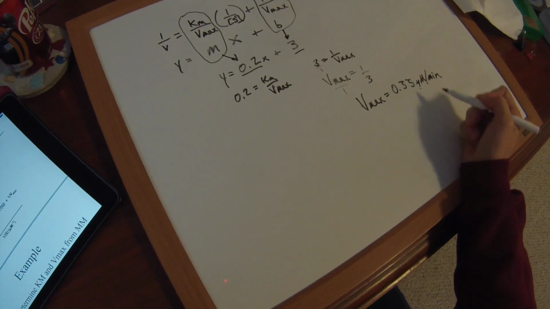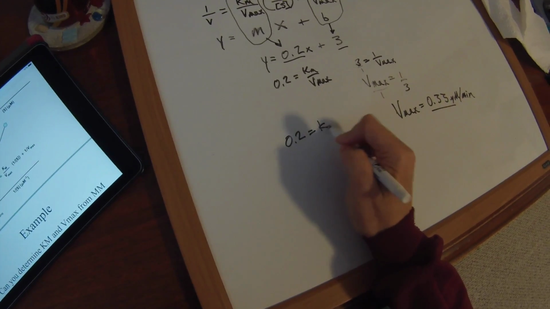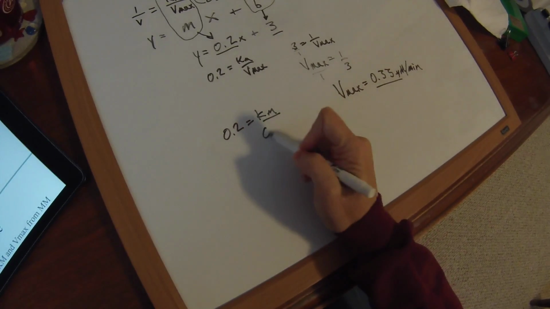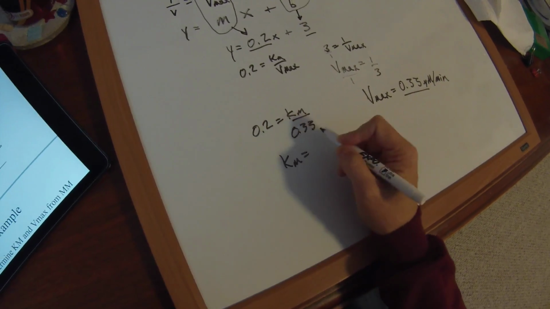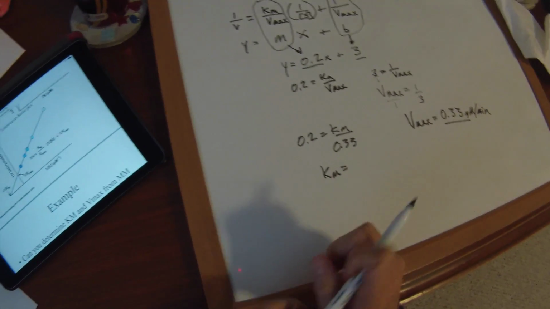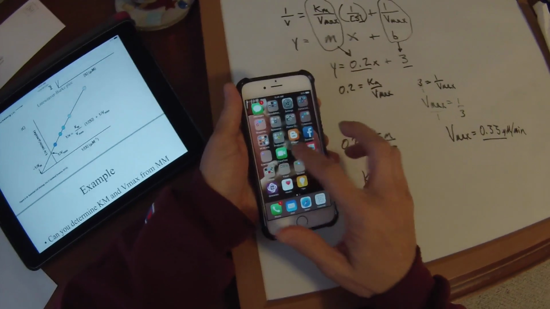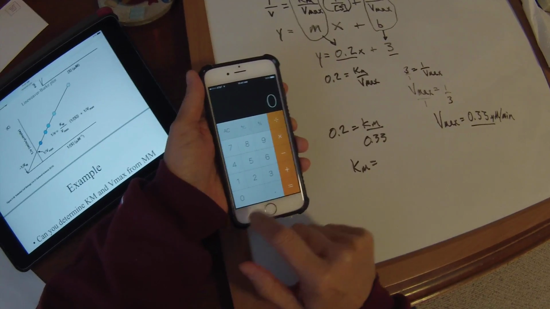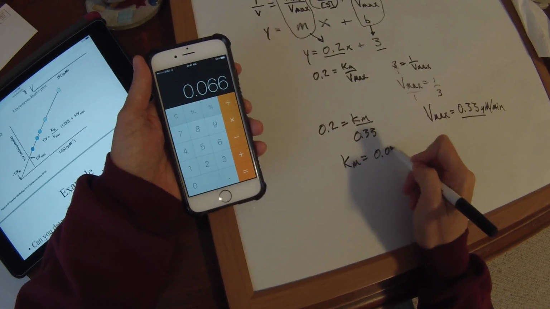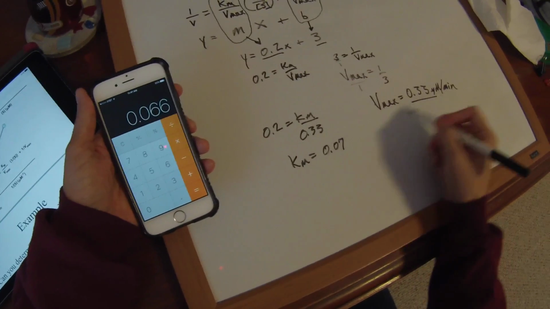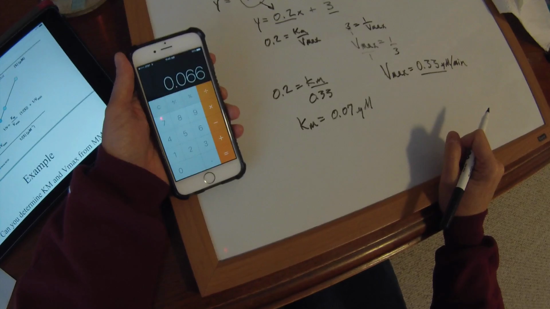So now we know what Vmax is. We can plug that back into here. So now 0.2 equals Km over, do the substitution, 0.33 micromoles per minute. Km equals 0.2 times 0.33. Let's get our trusty calculator out here. So 0.2 times 0.33, 0.07, and our substrate concentration was in micromolar. Right. So that's pretty straightforward.